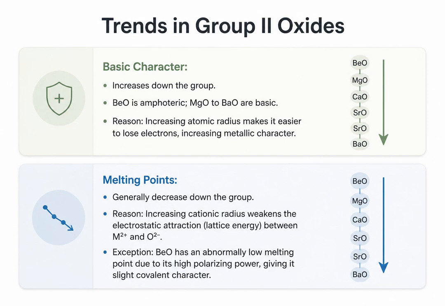There are two major trends to observe with these oxides. First, their basic character increases down the group. Beryllium oxide is amphoteric, while barium oxide is strongly basic because the larger atoms lose electrons more easily, increasing their metallic nature. Second, their melting points generally decrease down the group. As the metal cations get larger, the distance between the positive and negative charges increases, weakening the ionic bond. Beryllium oxide is an exception. Despite being the smallest, its extreme charge density polarizes the oxide ion, introducing covalent character that actually lowers its melting point.